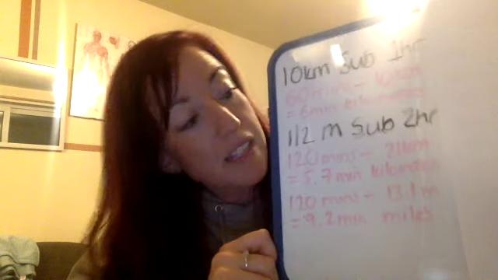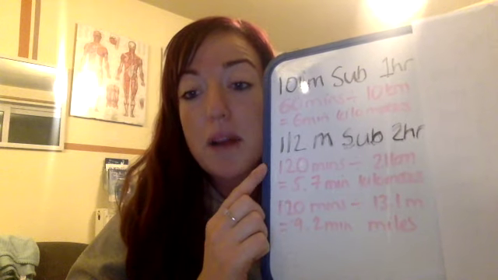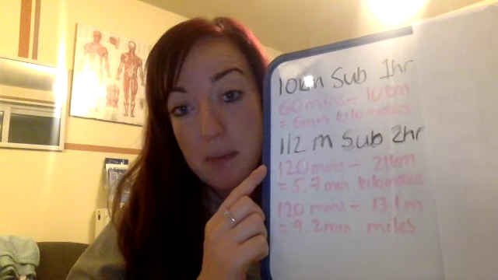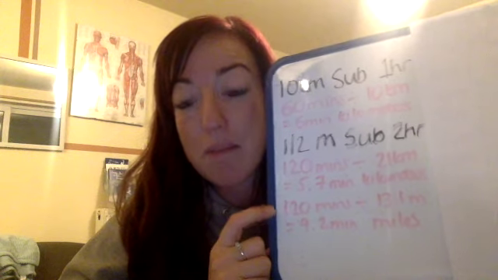Just to give you another example, if I want to do a half marathon, sub 2 hours, that's 2 hours, 120 minutes divided by 21 kilometres, which is the distance of a half marathon, gives me 5.7 minute kilometres. Or if you want to work it out in miles, it's 120 minutes divided by 13.1 miles, which is the distance of a half marathon, which is 9.2 minute miles.